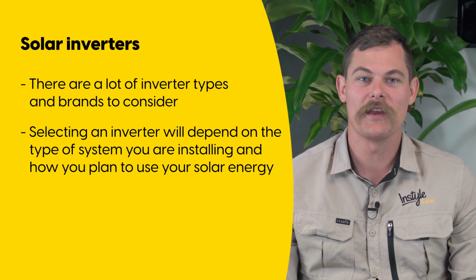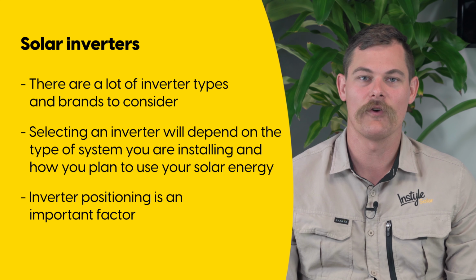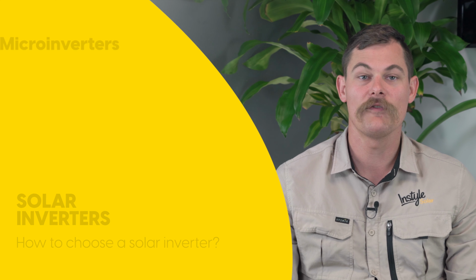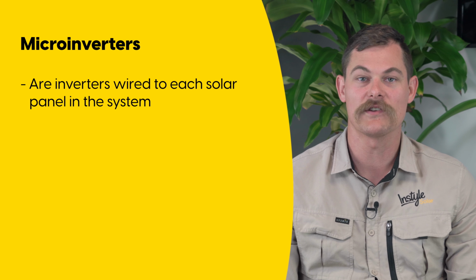The first consideration is the position of the inverter or inverters in your system. This also impacts the efficiency and overall expense of the system. There are three inverter types to consider when it comes to the positioning of the inverters. These are microinverters, string inverters, or central inverters. Microinverters are the inverters that are positioned on each solar panel.